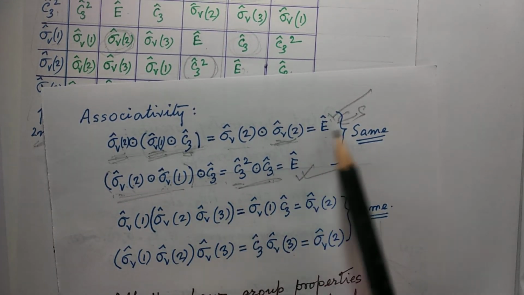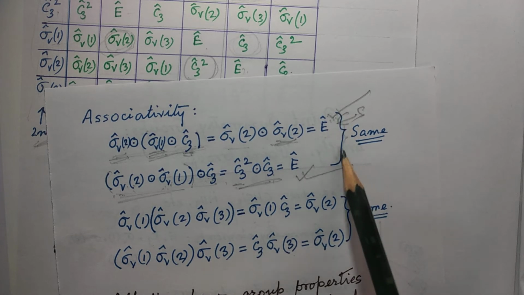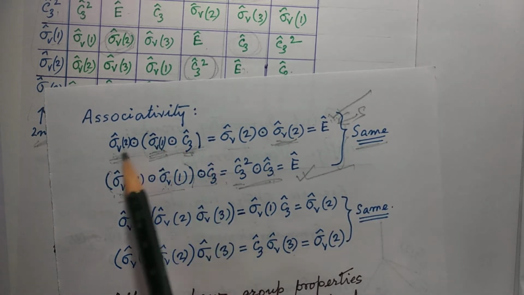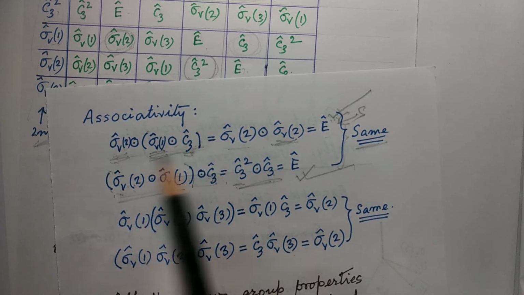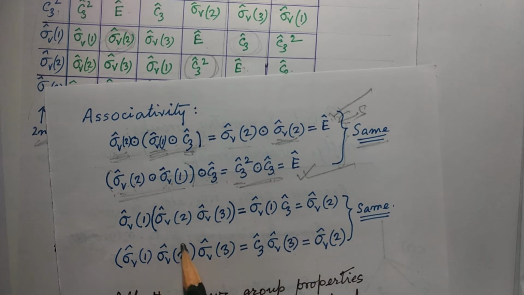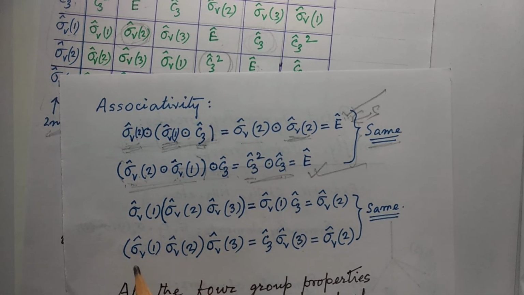We thus see that these two results are the same. Therefore, at least these three elements are associative with respect to the symmetry multiplication rule.